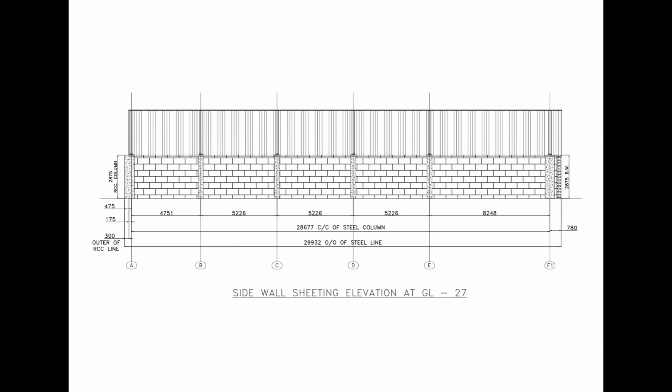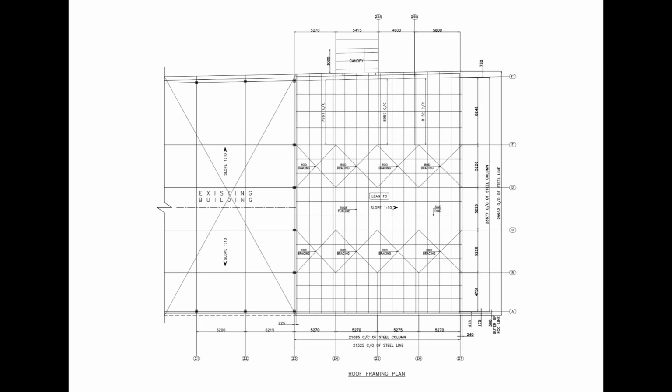The framing drawing is mainly used to understand the supporting structural system, while the sheeting drawing defines the final building envelope. Now we move to the roof framing plan. This plan shows the structural members supporting the roof sheeting. The roof purlins run across the framing system and provide continuous support to the roof sheets.